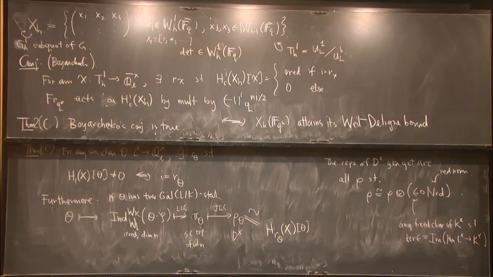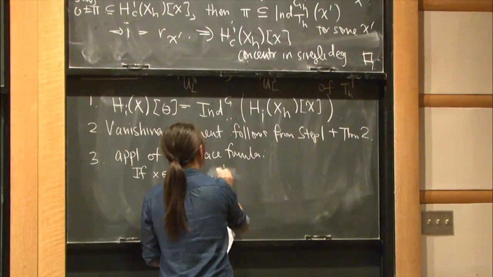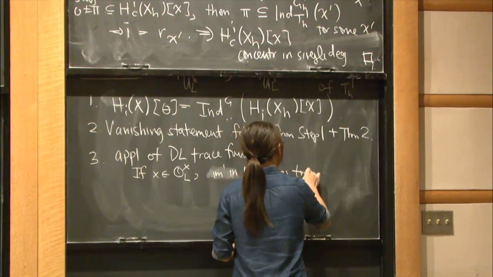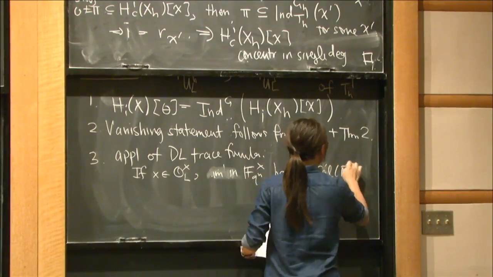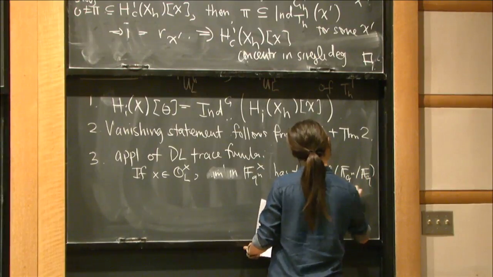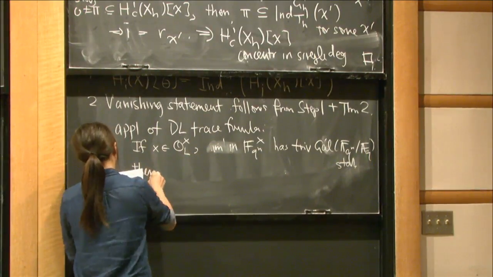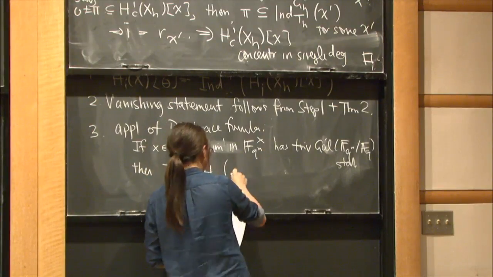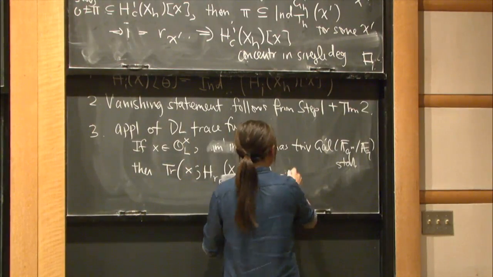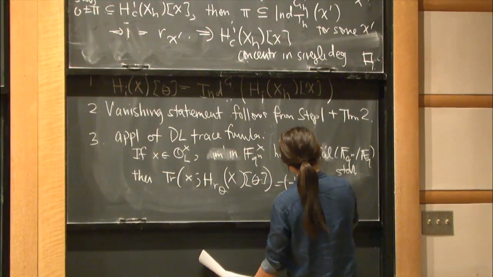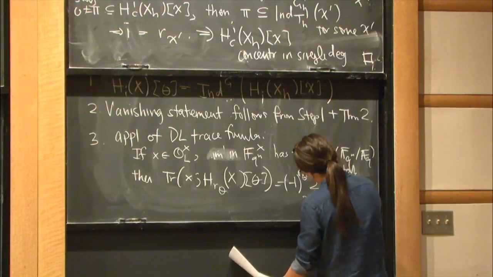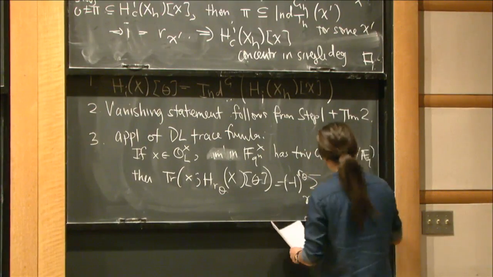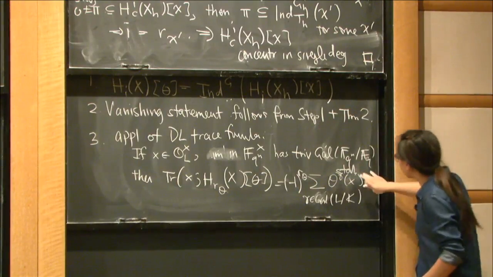If x is an element of O_L cross whose image in F_{q^n} cross has trivial Galois stabilizer, then the trace of x acting on the non-vanishing part of this homology is equal to the following simple rule. This is equal to (-1)^{r_theta}, the sum over elements in the Galois group, Gal(L/K). Sorry, this is kind of hard.